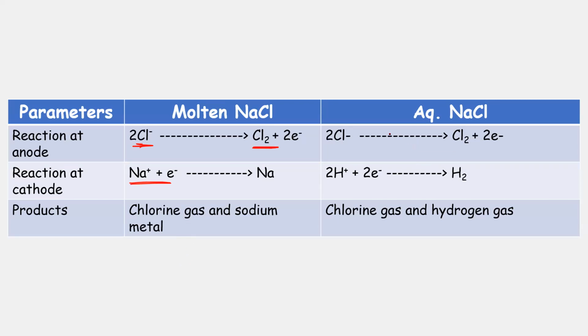But in aqueous NaCl, we have seen that chloride is preferred at the anode, but at the cathode, hydrogen is preferred. So the products will be chlorine gas and hydrogen gas. These are the points for electrolysis. This is what we can call qualitative.